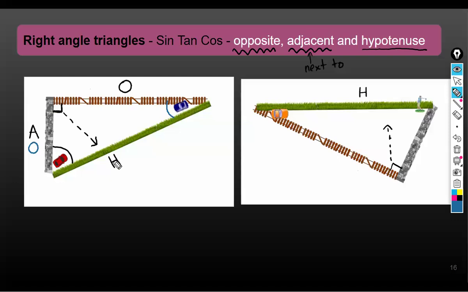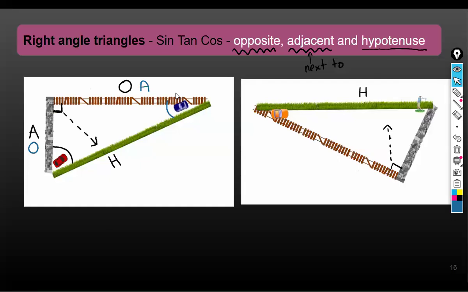The stone wall? And who would be adjacent? The wooden fence. So you see how opposite and adjacent can change depending on where you are standing? It's just like a room, you know. If you stand on one side of the room, one wall will be opposite you and one wall will be adjacent. But if you stand at a different place in the room, the opposite and adjacent will change.